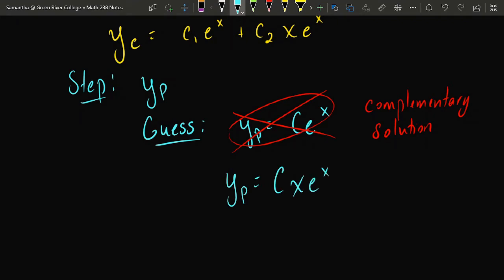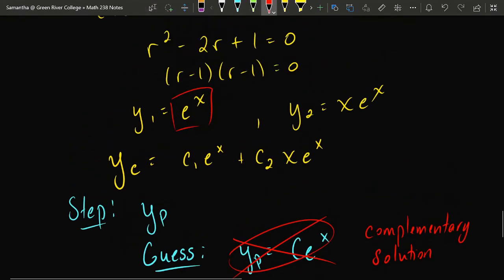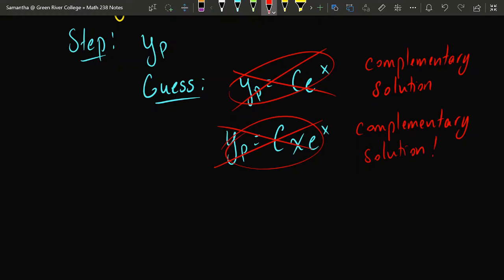But I can immediately once again predict that this is also going to fail. Why? Because x e to the x is another complementary solution. So what am I going to do? I'm going to multiply by x one more time, and I'm going to guess cx squared e to the x.